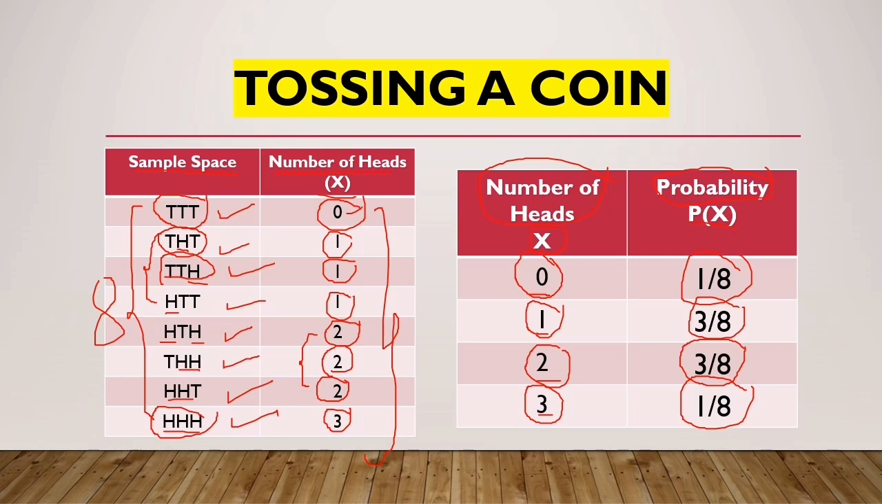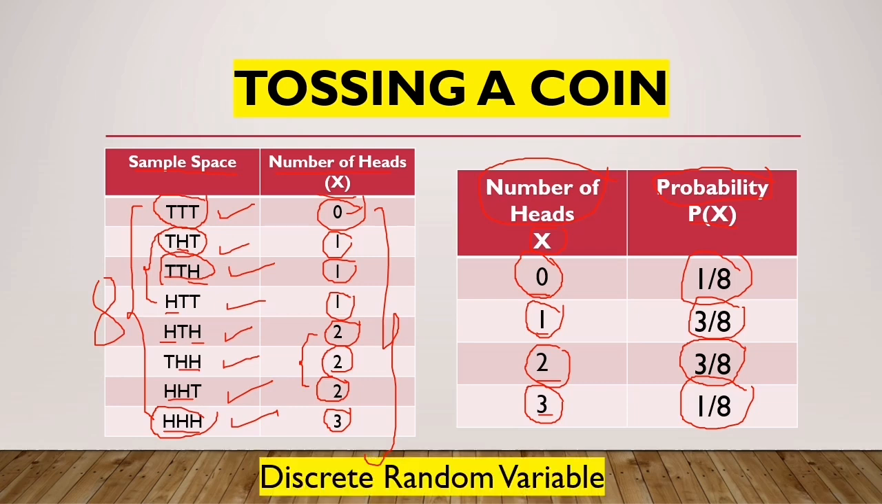Okay, so this is how we illustrate, or how we get, the probabilities of the number of heads. And this variable, the number of heads, is an example of a discrete random variable. Now, why a discrete random variable?